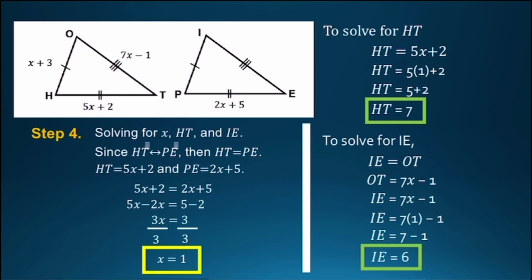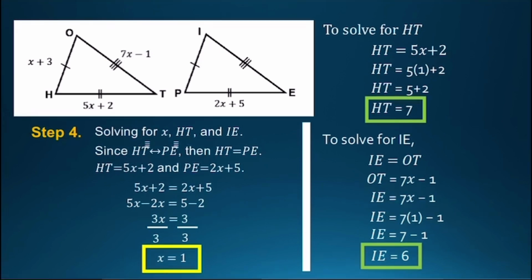Therefore, the value of our x is 1, the value of our HT is 7, and the value of our IE is 6.